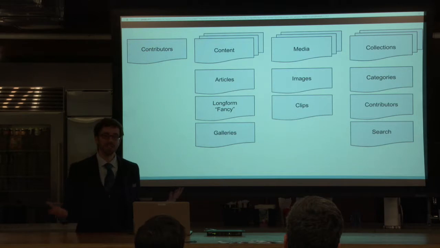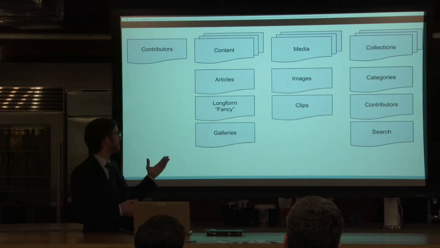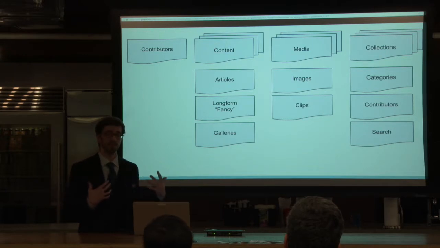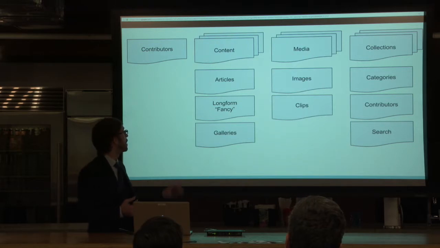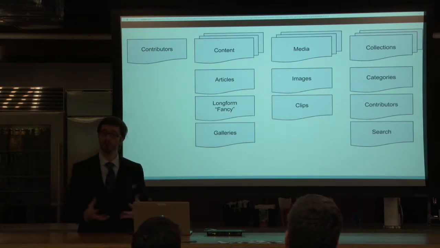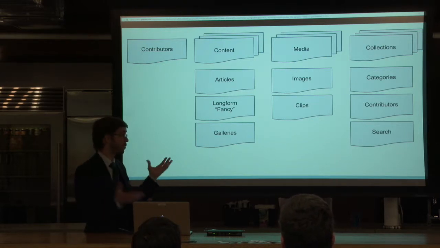Galleries are collections of images. They're pretty straightforward. Images themselves and clips are kind of something we can swap in and out for us. Clips are basically a GIF type format, so you know, GIF V, whatever. Collections, there are different ways that you want to see multiple items whenever you view a site.